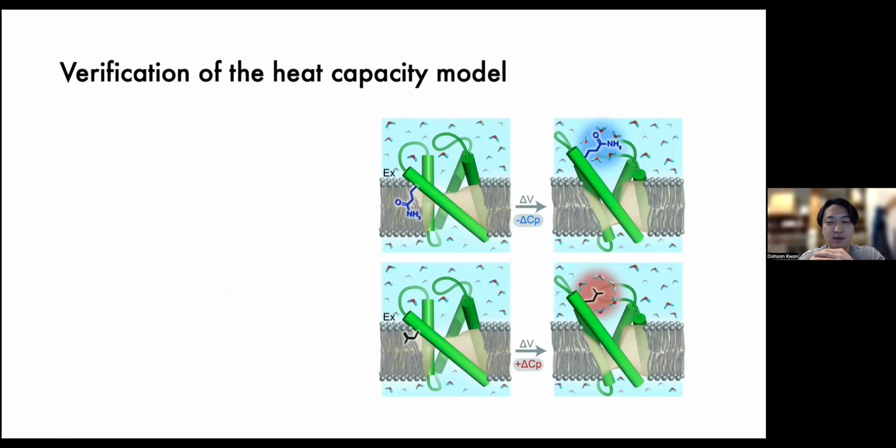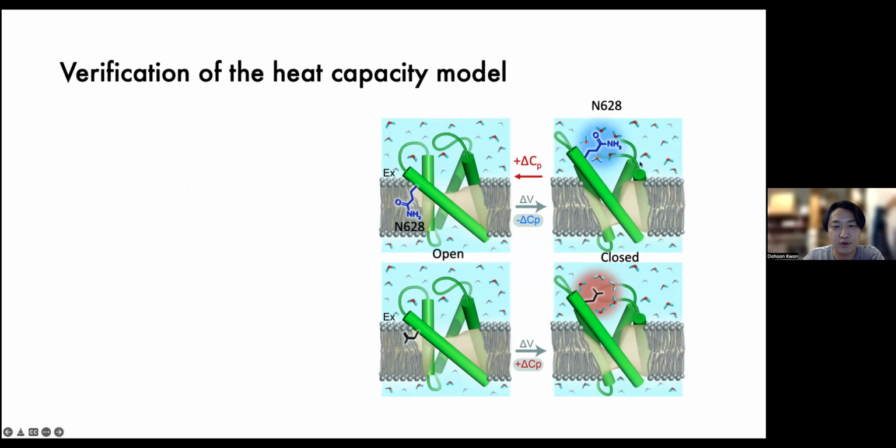Last, we tested whether TRPV1 has the same thermodynamic property as the previously proposed model. I think you guys remember this model, right? So we chose one of the residues with a high delta Cp during the transition. It's the N628, which is exposed to the extracellular side.